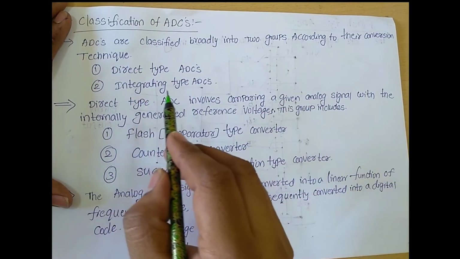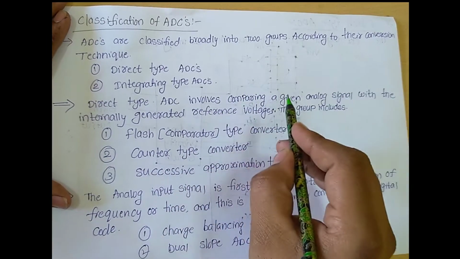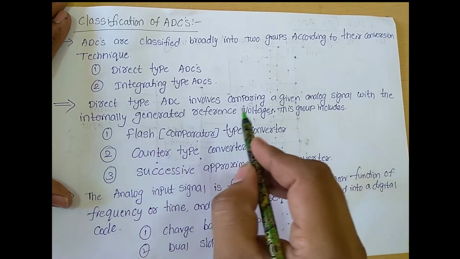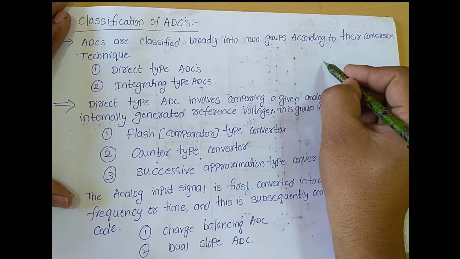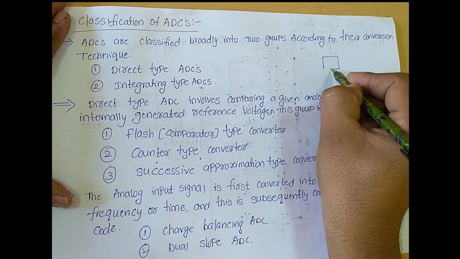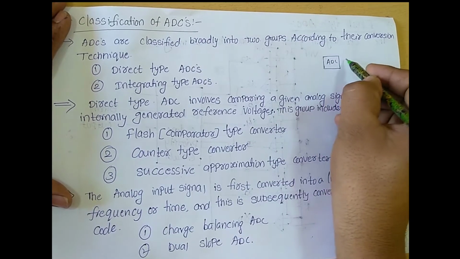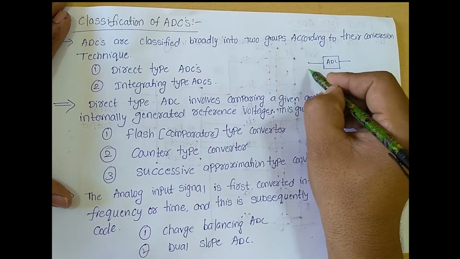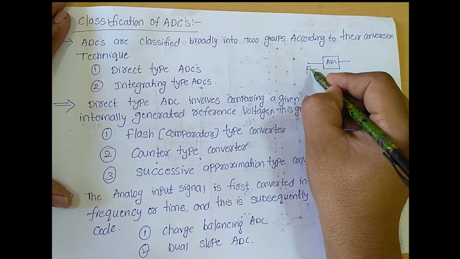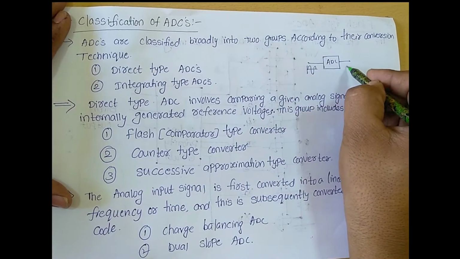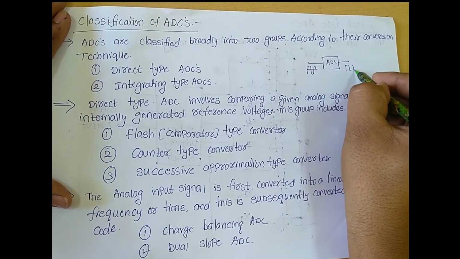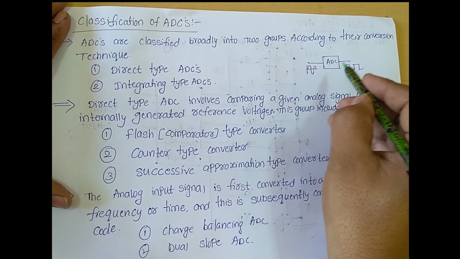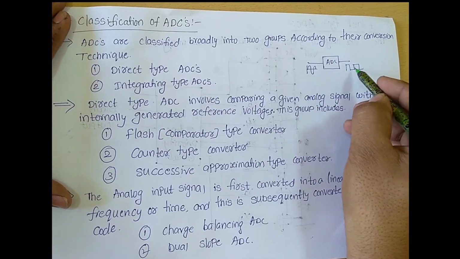Now we are discussing direct type analog to digital converters. This type involves comparing a given analog signal with an internally generated reference voltage. Consider an analog to digital converter circuit. Here we apply the input signal, which is an analog signal, and we collect the output signal, which is a digital signal. So this circuit converts the given analog signal into a digital signal.